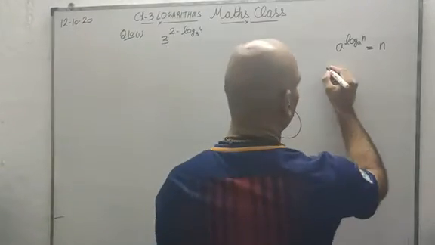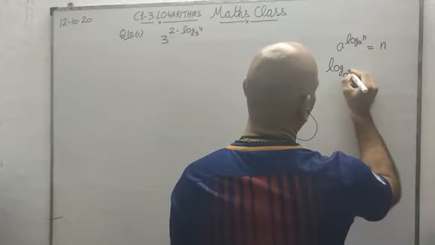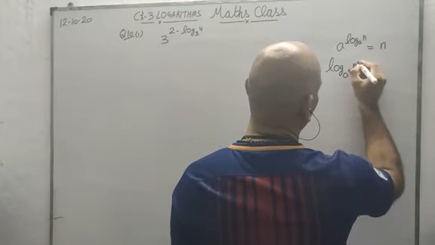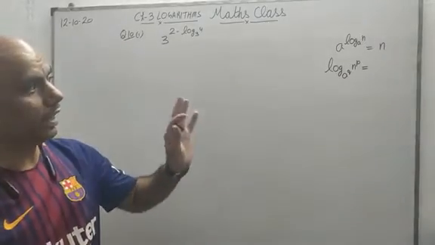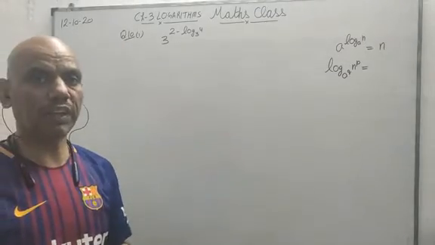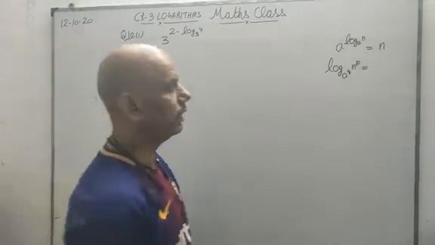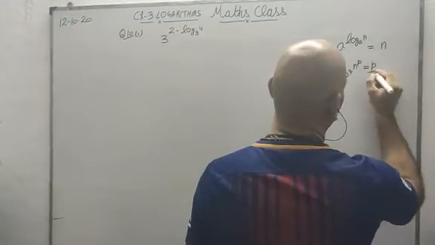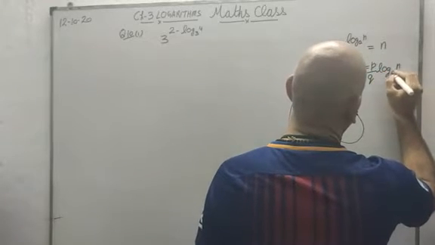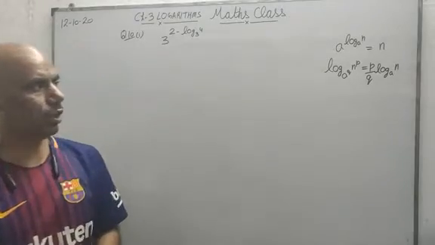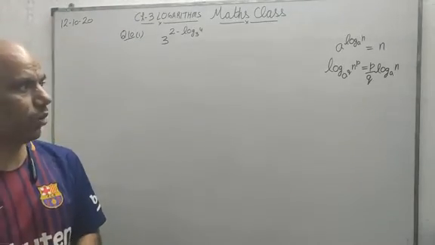And the other one is that if we are having log a to the power q and log n to the power p, even the base is having a power, and the number is also having a power. Then what will happen is p upon q log n base a. So these two properties we are going to use very often.